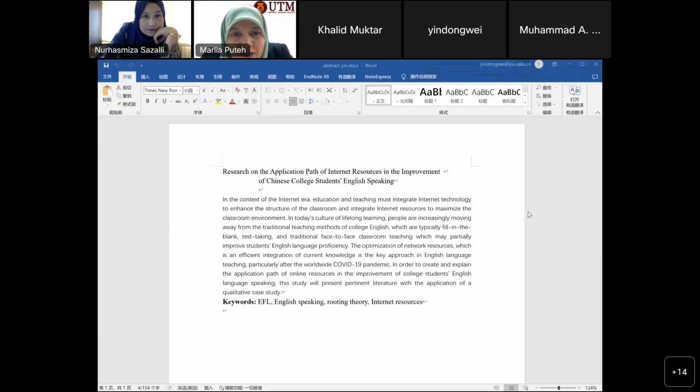The first sentence is the introduction about what is happening to this culture of lifelong learning. Then she focused more on the use of computers in classroom teaching, the optimization of network resources, up to about the introduction in order. So the whole abstract is very much introduction.